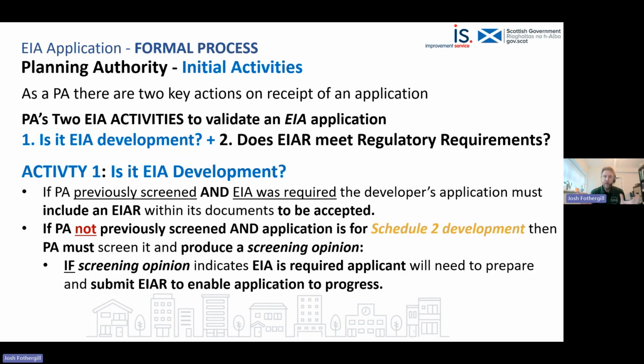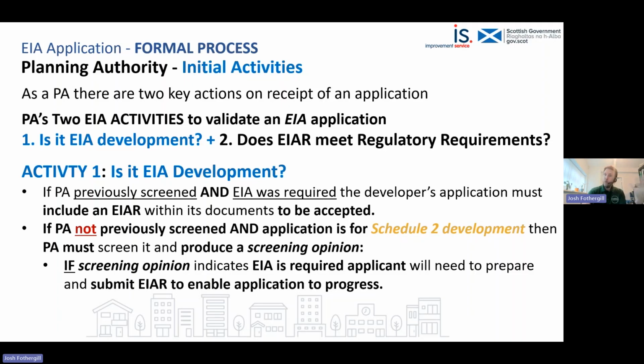But if we haven't screened it before and it's above Schedule 2, then this is the point where we're expected to screen it and make sure that we've got a decision on record to either indicate it isn't EIA, in which case we can obviously progress with the application. But if we do find EIA is required at that stage, then we're not going to be able to accept that application. We're going to have to tell the developer an EIA report is going to be needed, and they'll obviously need to produce that before they can make that application.